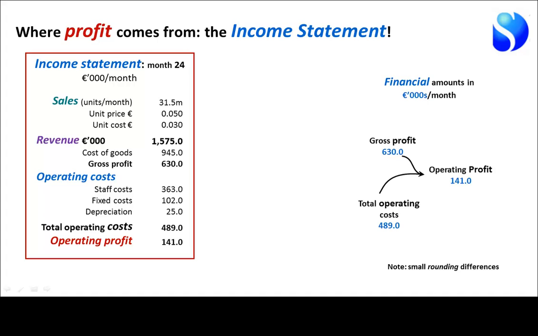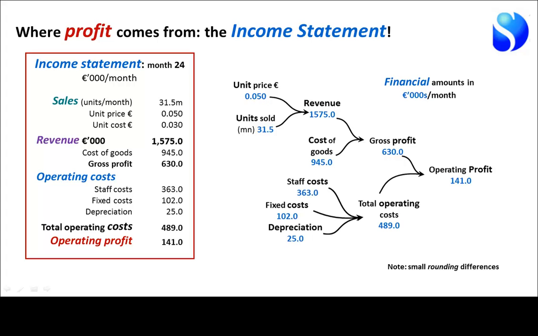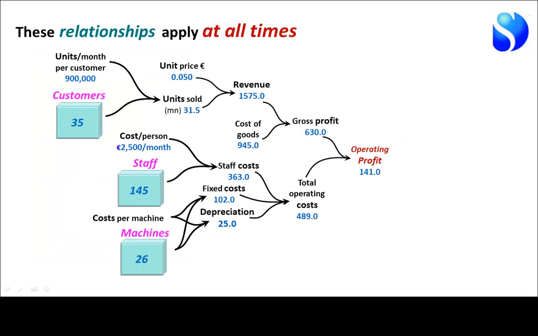So we start from the income statement. We point out that this company's operating profit comes from its gross profit minus operating costs. We show that the gross profit comes from revenue minus the cost of goods, and the revenue comes from the units sold multiplied by unit price. This is step 2 in what we do with strategy dynamics, which is to lay out in a causal manner, rather than in spreadsheet-like tables, what depends on what. Total costs are made up of staff, fixed costs, and depreciation.